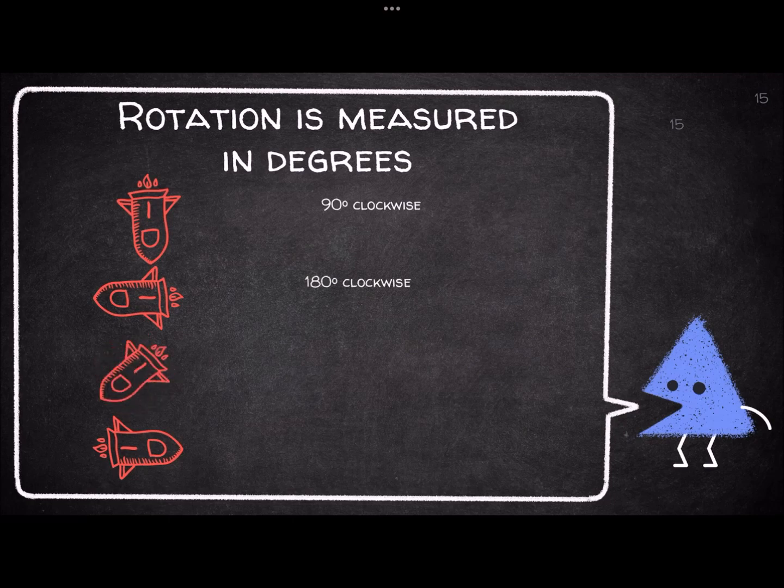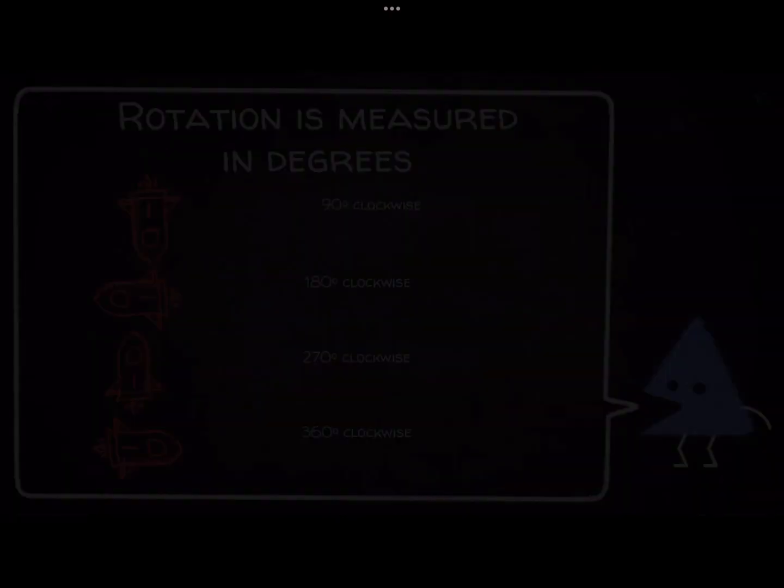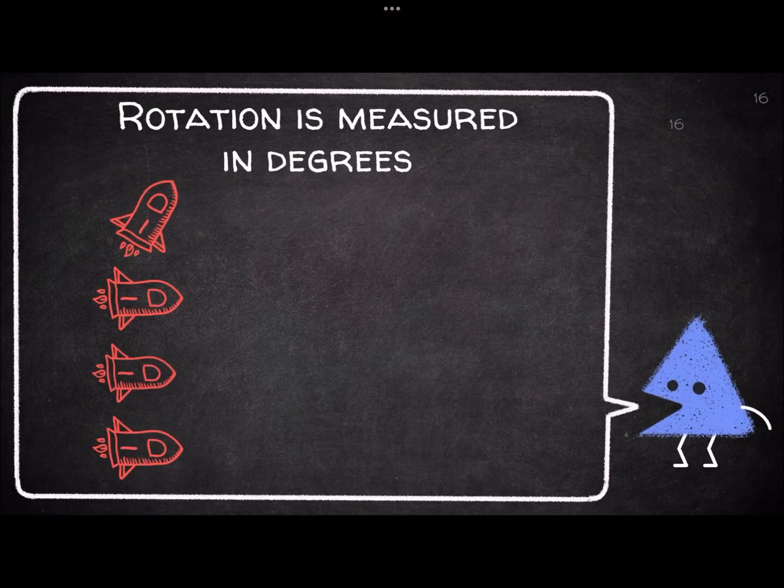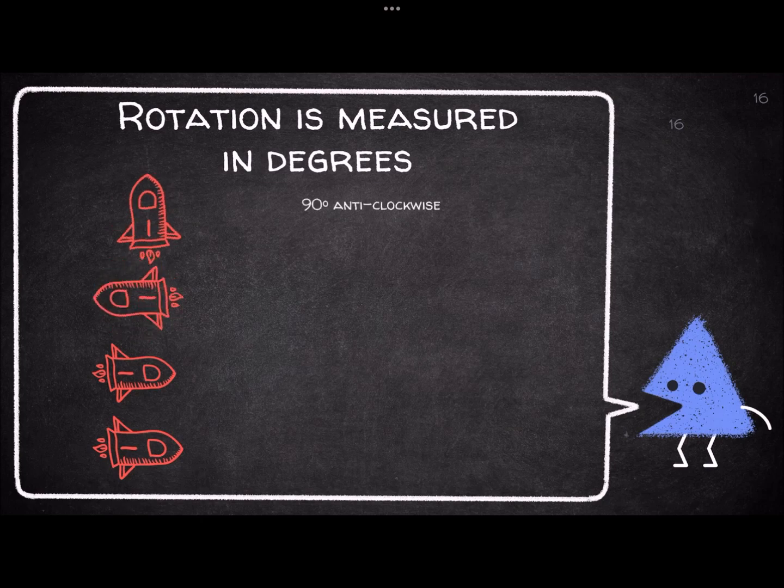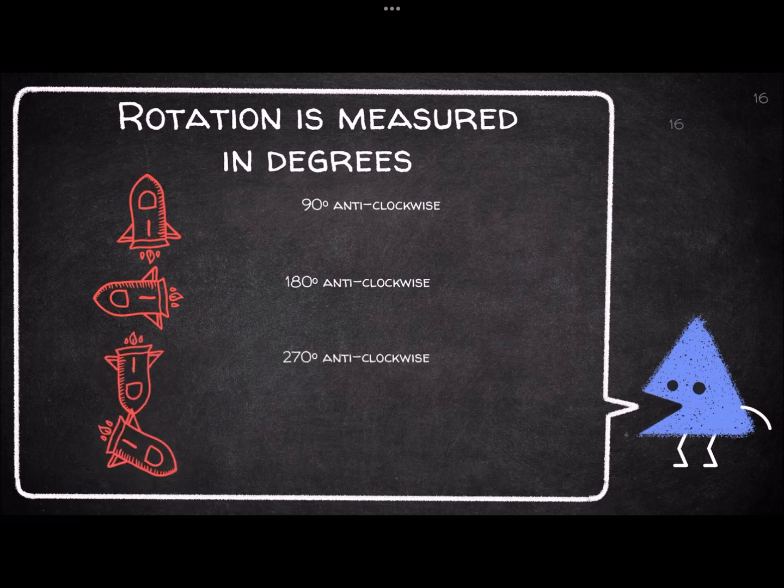degrees clockwise, the third rocket moved 270 degrees clockwise, and finally the fourth rocket moved 360 degrees clockwise. Now, the first movement moved 90 degrees anticlockwise, the second 180 degrees anticlockwise, the third one 270 degrees anticlockwise, and the fourth one 360 degrees anticlockwise.